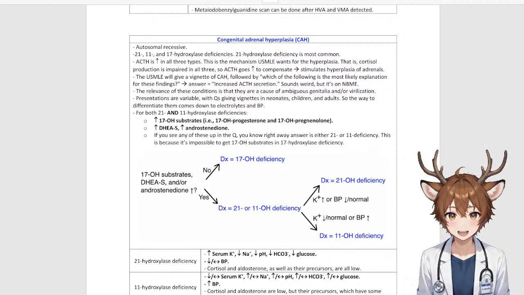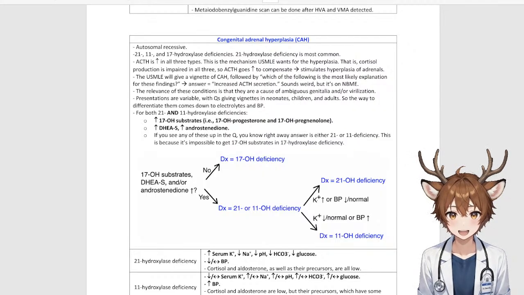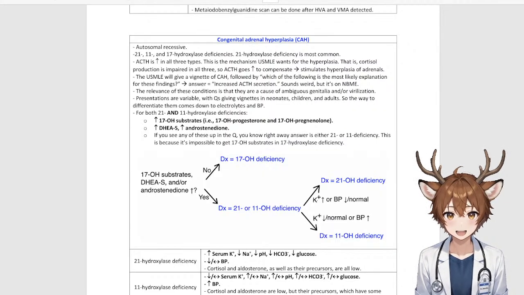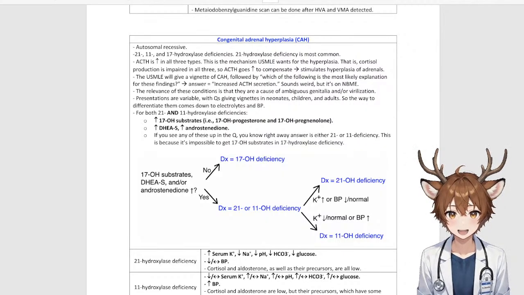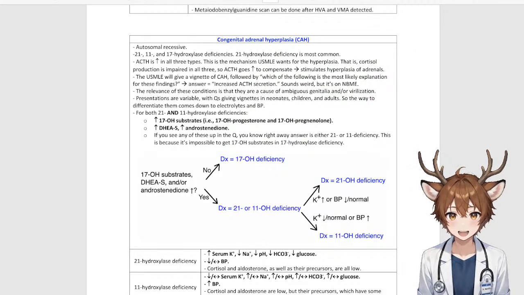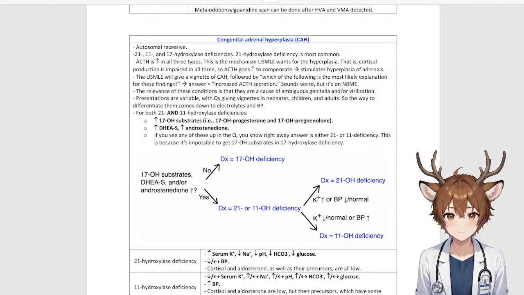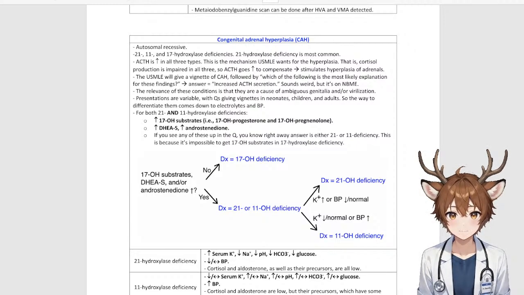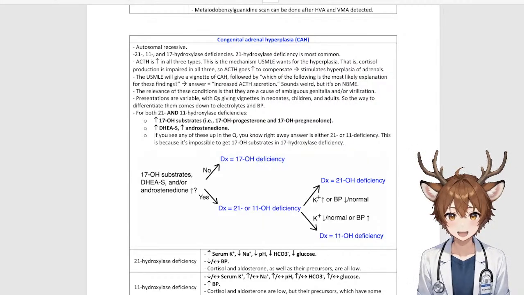The USMLE will give you a vignette of CAH, again, congenital adrenal hyperplasia, followed by which of the following is the most likely explanation for these findings? The answer should be increased ACTH secretion. Sounds weird, but is on NBME. The relevance of these conditions is that they are a cause of ambiguous genitalia and/or virilization. Presentations are variable, with questions giving vignettes in neonates, children, and adults. So the way to differentiate them comes down to the electrolytes and the blood pressure.